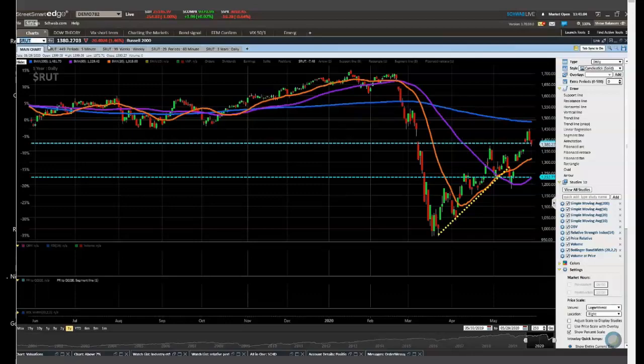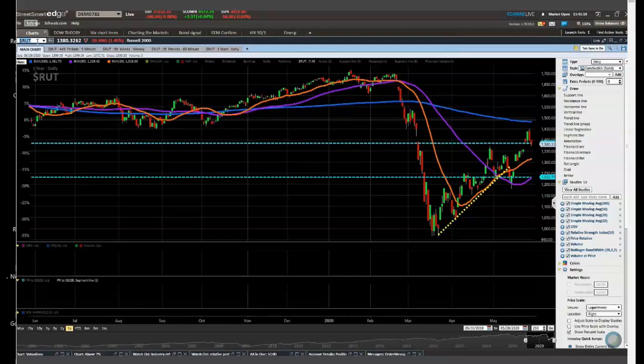Again, nice move up off the bottom. Certainly nice move up off the bottom. I see the 200 there. Again, I see a little bit of a sideways pattern for a larger part of the market right now after this gigantic move up.